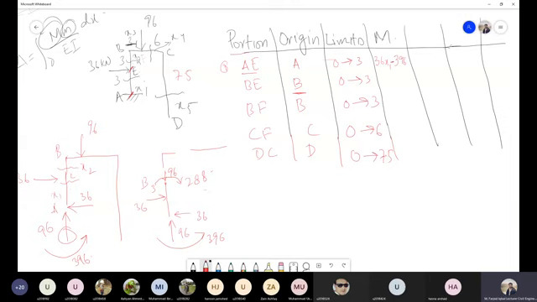Just resolve, there are two forces. This 36 into 6 minus 36 into 3, and the third one is 396. So when you calculate the moment, that would be 288. So what will be the moment equation for portion 2 now? This is section 2.